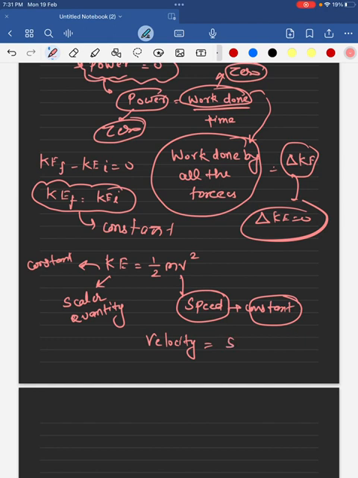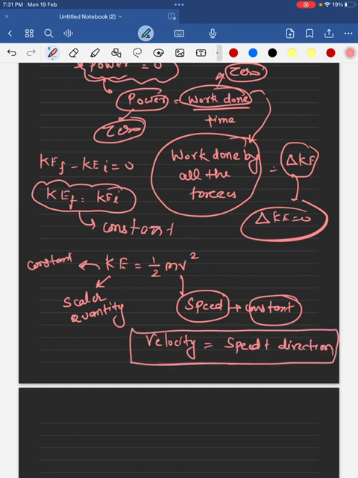First is speed, that means magnitude. Second is direction, right, sir? So speed plus direction is called velocity. Speed is constant, but direction changes, so velocity changes. That means the magnetic field does not change the speed of the charged particle, but changes the velocity of the charged particle, because it changes the direction of the charged particle.